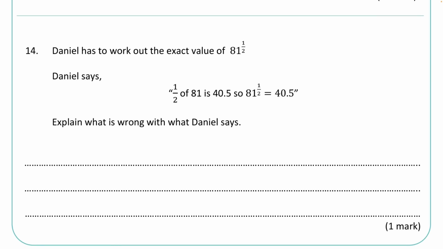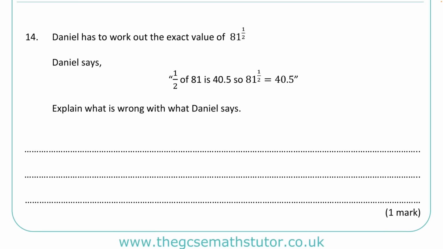Daniel has to work out the exact value of 81 to the power of a half. Daniel says a half of 81 is 40.5, so 81 to the power of a half is 40.5. Explain what is wrong with what Daniel says. Now obviously there is something within this that Daniel says which is correct. Half of 81 is 40.5, but a power of a half is not asking us to half the number.